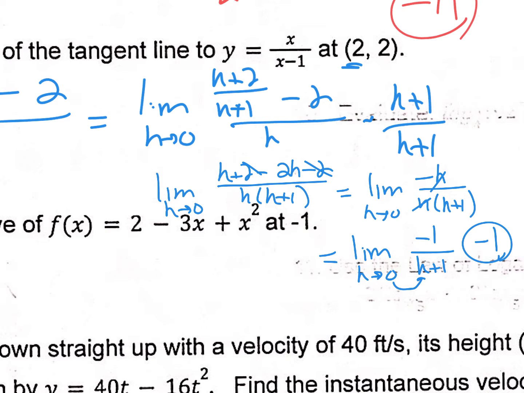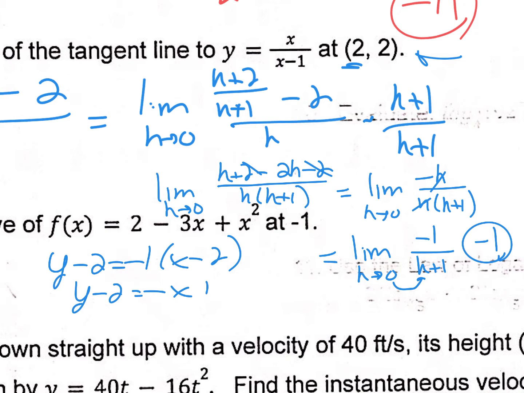And that's the slope. There's my point. Remember, I need the equation of the tangent line. So I'm going to do y minus 2 equals -1 times x minus 2. Just distribute the -1 and move the 2 over, and you get -x plus 4. And there's your equation of your tangent line for number 2.